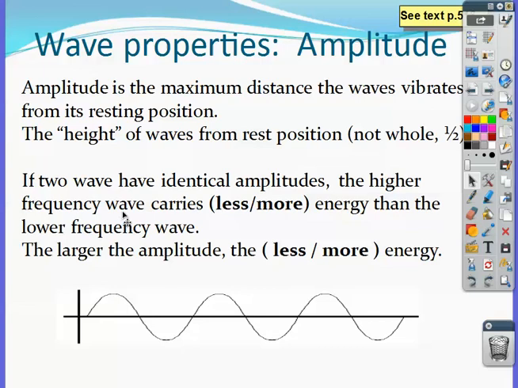Now, if I have two waves with identical amplitudes, the higher frequency is going to have more energy than a lower frequency wave. So frequency also has a direct relationship with energy. Amplitude has a direct relationship with energy. We also talked about wavelength and its relationship with energy, which is an inverse relationship. That is, as wavelength increases, the amount of energy in a wave decreases. So all these things are related to each other.